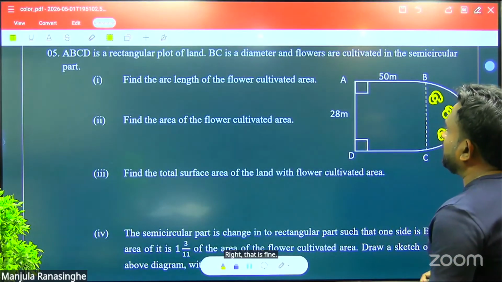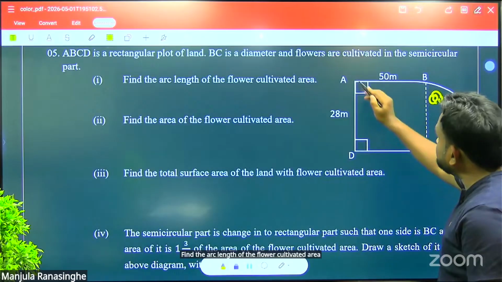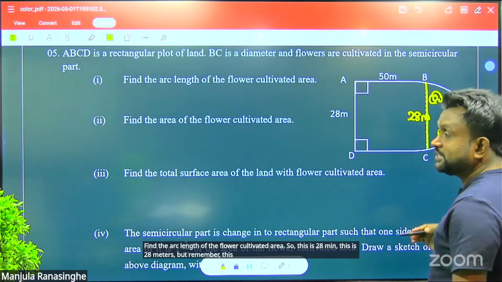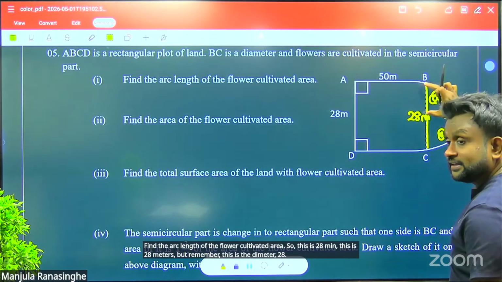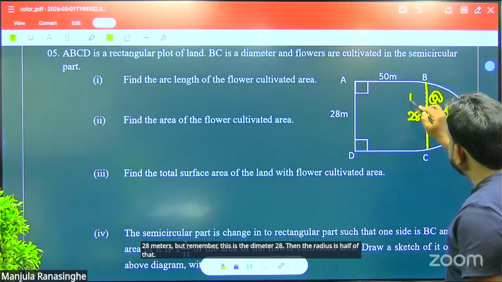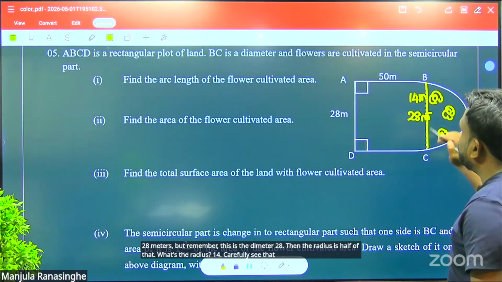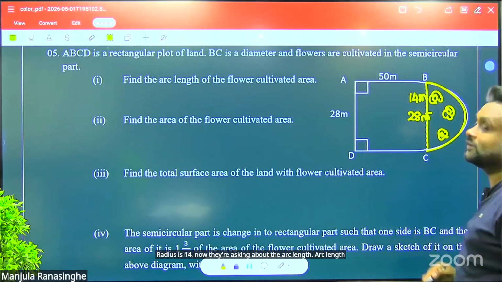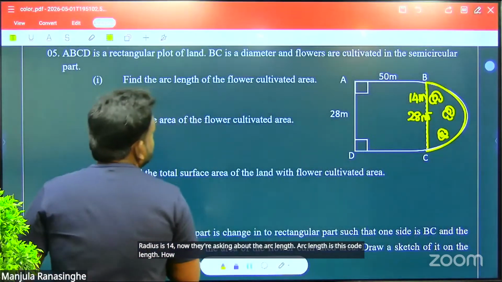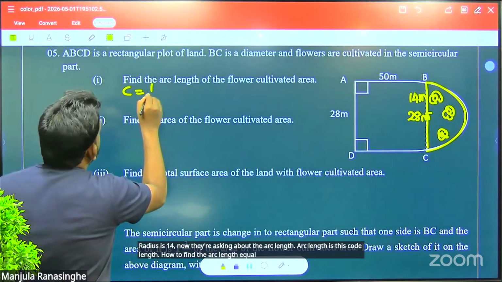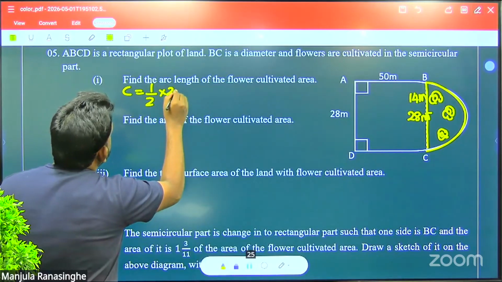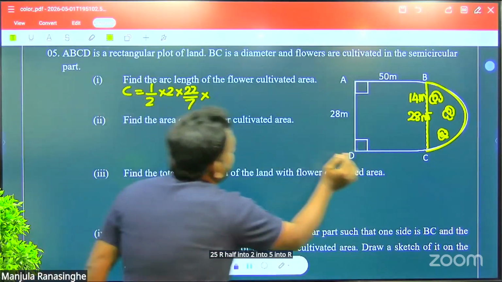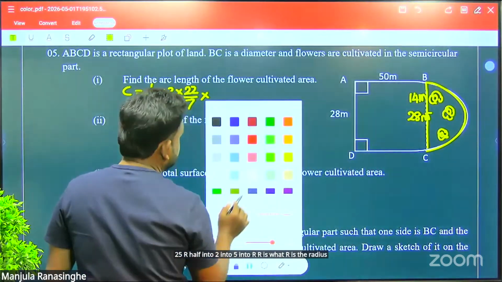Find the arc length of the flower cultivated area. This is 28 meters, but remember, this is the diameter, 28. Then the radius is half of that. What's the radius? 14. Carefully see that. Now they're asking about the arc length, which is this curved length. How to find the arc length? C equals half of 2πr, half into 2 into π into r. r is the radius, that is 14 meters.